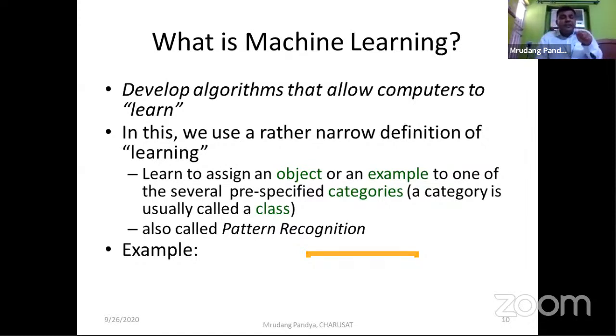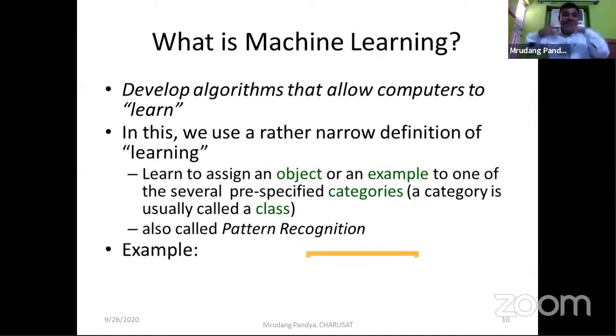So learning is basically that you have to develop an AI system that will classify cat, dog, and horse pictures. Cat, dog, and horse are your pre-specified categories, and the objects are the images of a cat, dog, and horse.